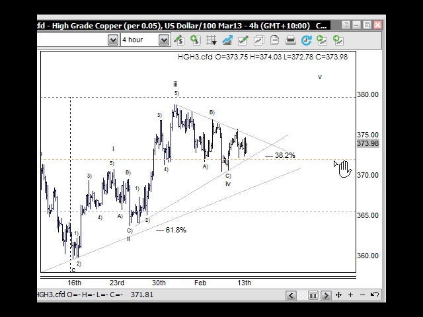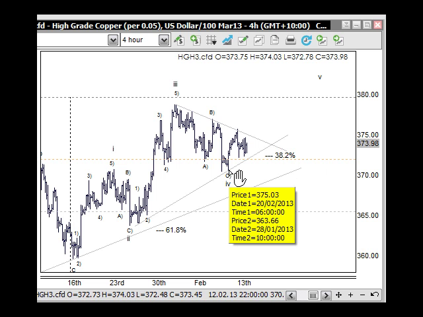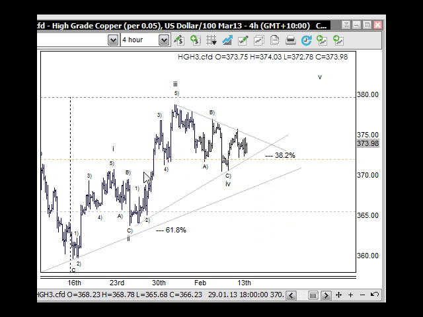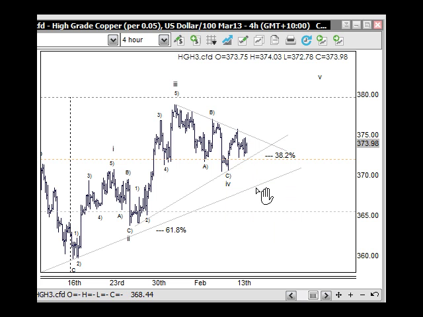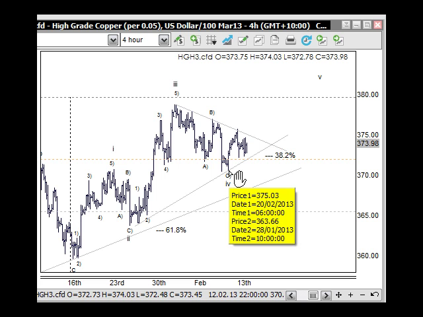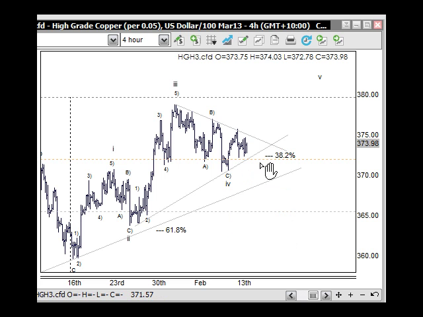We know that if the 72 gets broken, then that's the first sign of weakness. Taking this low out here of the C wave definitely is a sign of weakness. Then we'd certainly see more downside come from that point there. So we really need that low to stick in place there. 371.72 would be a nice place as well.